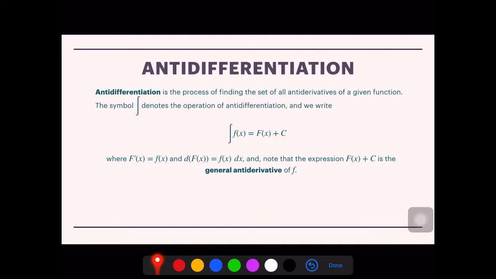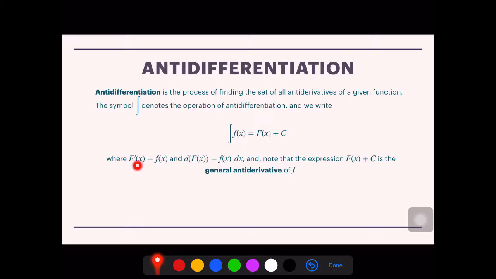So whenever we use the word antidifferentiation, this would be the process of finding the set of all antiderivatives of a given function. And we are to use this Leibniz symbol to denote the operation of antidifferentiation. So we can write and read now: the antiderivative of f of x would be the big F of x plus whatever the constant c is.